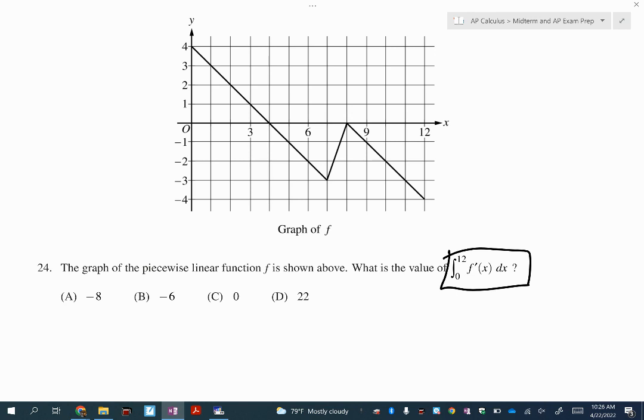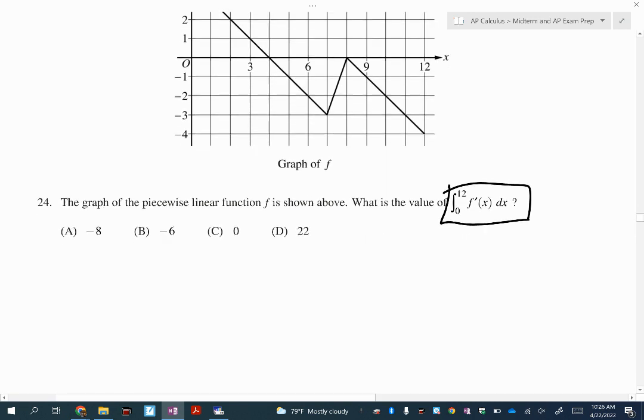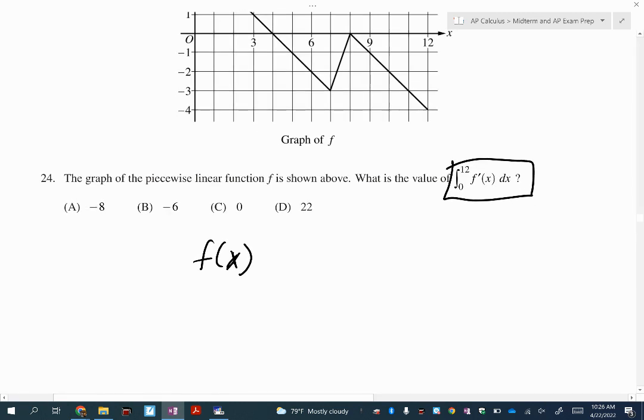The original function. So what's the original function for f prime of x? Don't think so hard. It's just f of x, right? If I go backwards from the derivative of f of x, I'm just at the original function, right? If you back up a step. So now, if this is my antiderivative, right? That's my antiderivative.